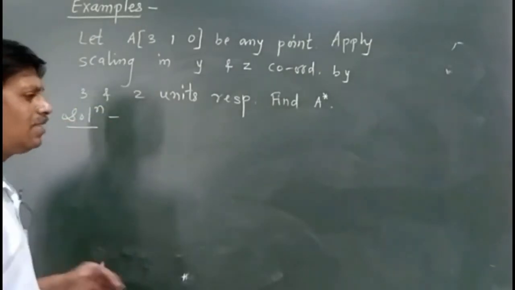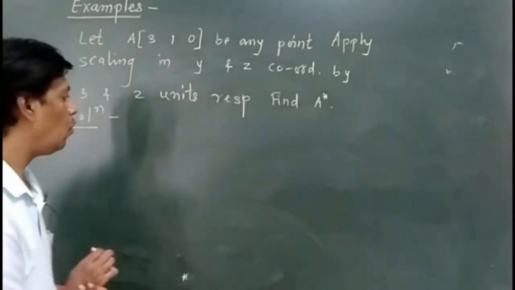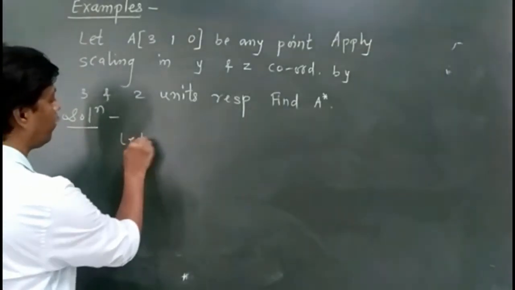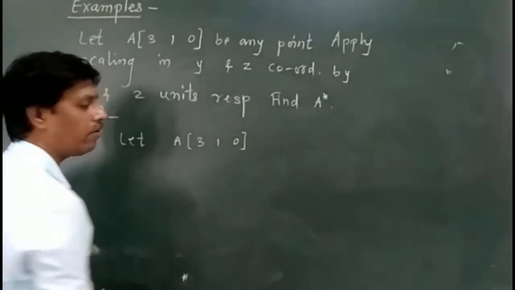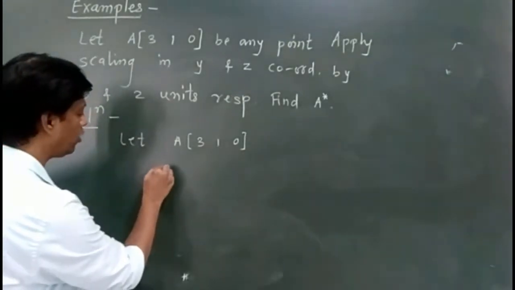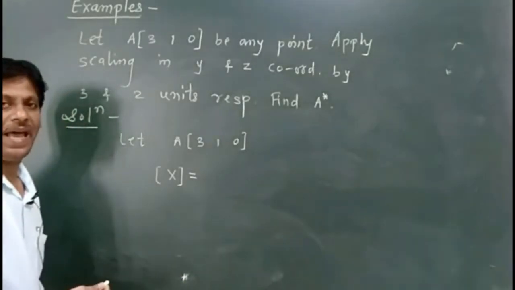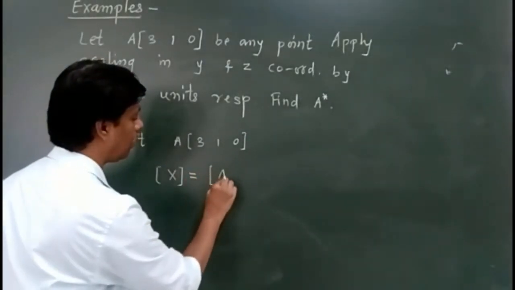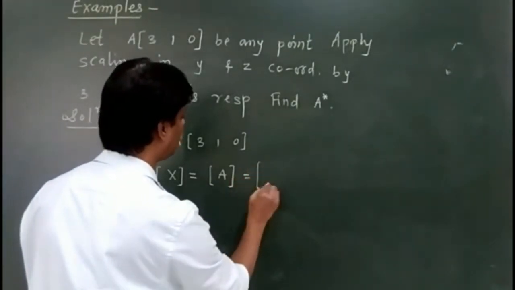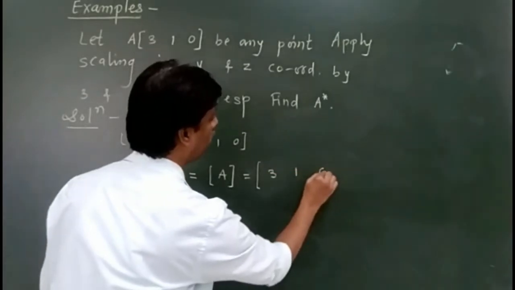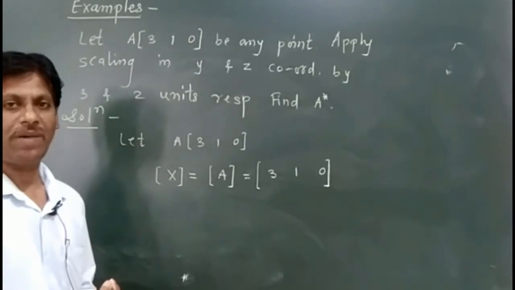So solution, it is just like the examples we already solved in a two-dimensional plane. So what is the point A? So let A be given as 3 1 0. So we have to write its position matrix. So what is the position matrix? Generally the position matrix of any point or any object is denoted by X. So X is nothing but the point A. So there is only one point, so that's why A is there. And what is the coordinate of this point A? 3 1 0. In a matrix form, a row matrix, we can write this position matrix of the point A.